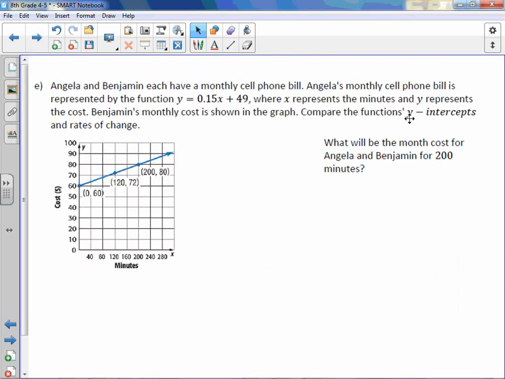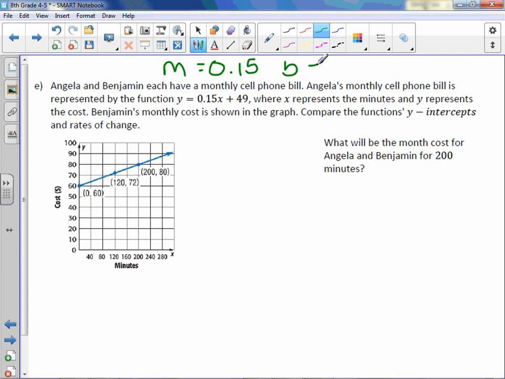Letter E. Angela and Benjamin each have a monthly cell phone bill. Angela's monthly cell phone bill is represented by the function y equals 0.15x plus 49, where x represents the minutes and y represents the cost. Benjamin's monthly cost is shown in the graph. Compare the functions' y-intercepts and rates of change. First of all, with Angela, the slope is 0.15 and the y-intercept is 49. We don't have to do anything with that function yet.